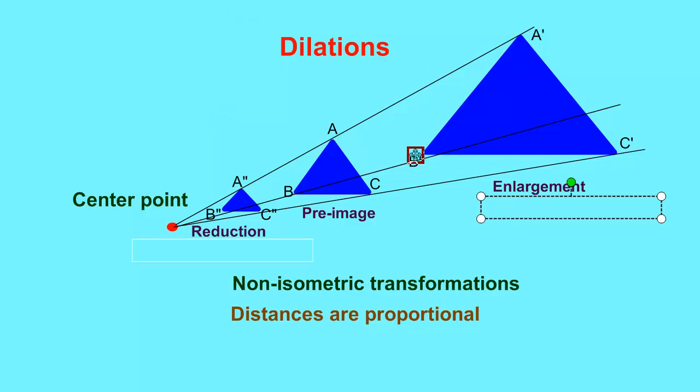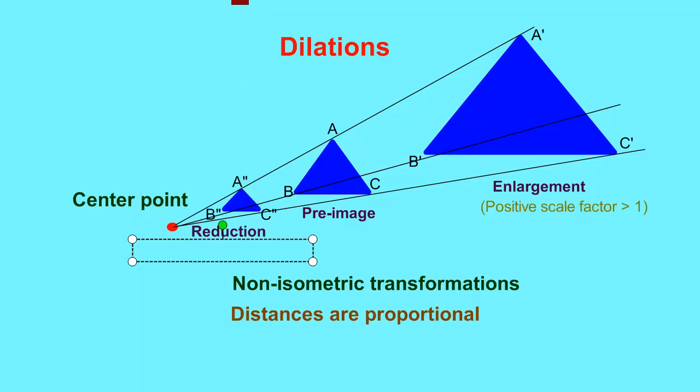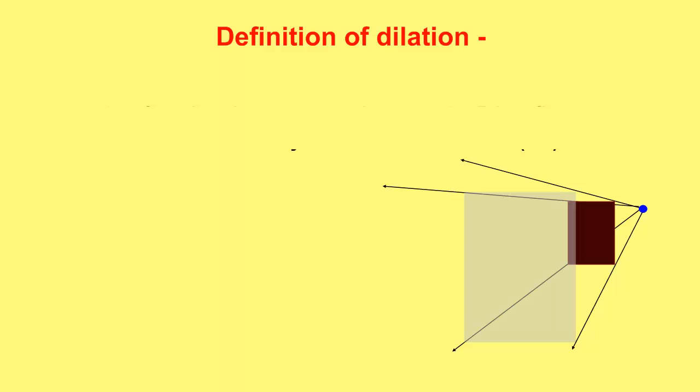So an enlargement has a positive scale factor greater than 1, and a reduction has a positive scale factor less than 1. You know, like a fraction, 1/2, 2/3, 4/7. Multiplying a number by one of those will make the number smaller. Let's get the definition of a dilation.